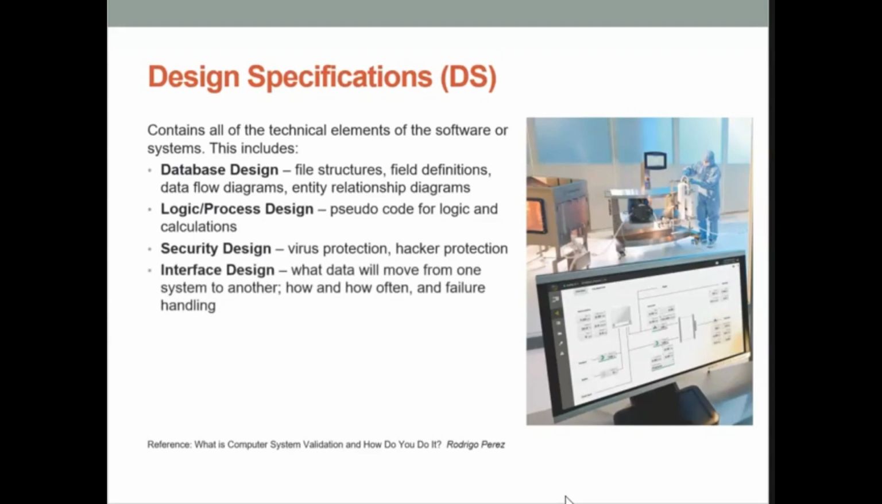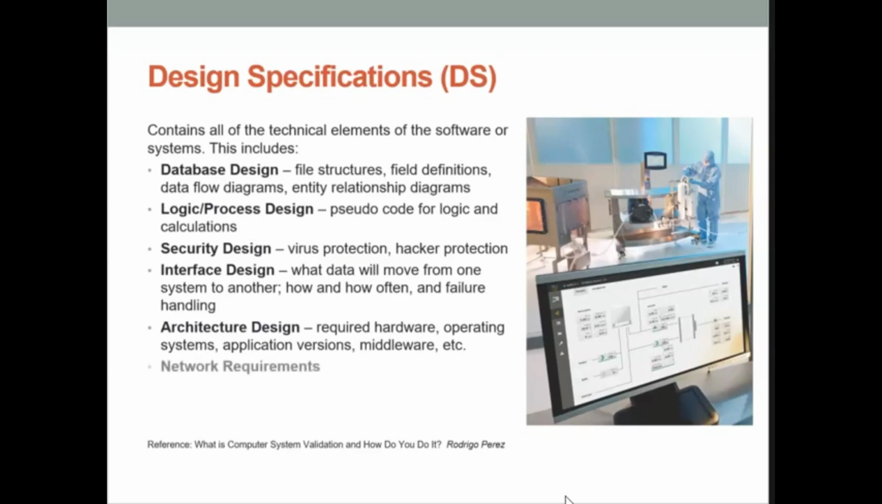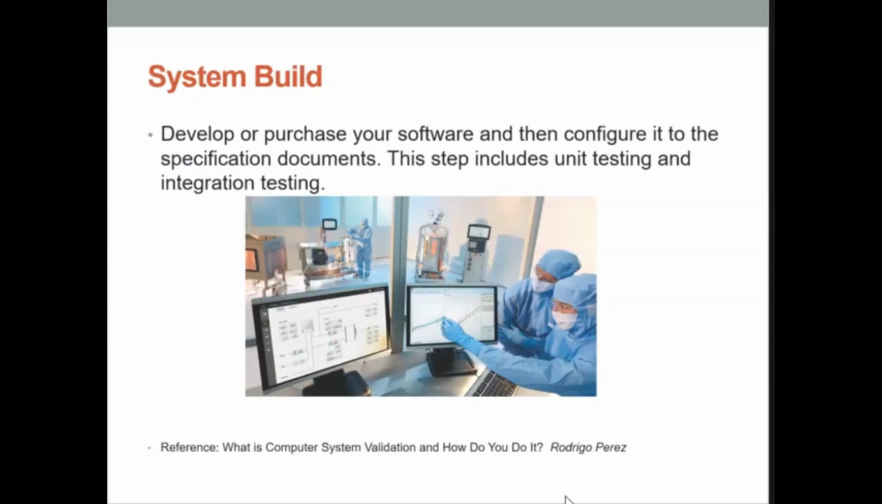Interface design, what data will move from one system to another, how and how often, and failure handling. Architecture design, required hardware, operating systems, application versions or middleware. Network requirements, specific peripheral devices such as scanners or printers, etc.